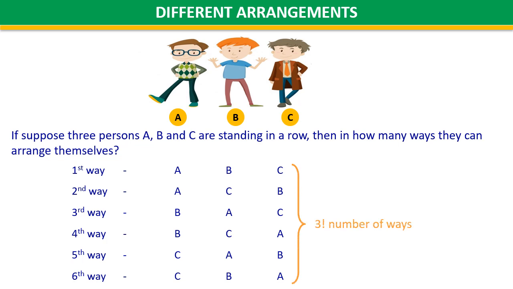These are nothing but 3 factorial ways. As there are 3 persons standing in a row, the number of ways in which they can arrange themselves is 3 factorial. If there are 4 persons, it will be 4 factorial. If there are 5 persons, 5 factorial. If there are n persons, n factorial. If I ask you a question, in how many ways can 10 letters be sealed in 10 envelopes? Well, the answer is 10 factorial. These are the number of different arrangements possible.